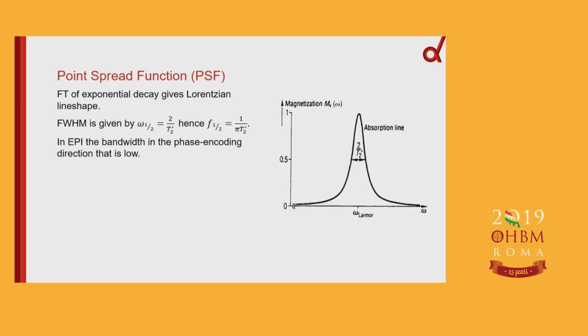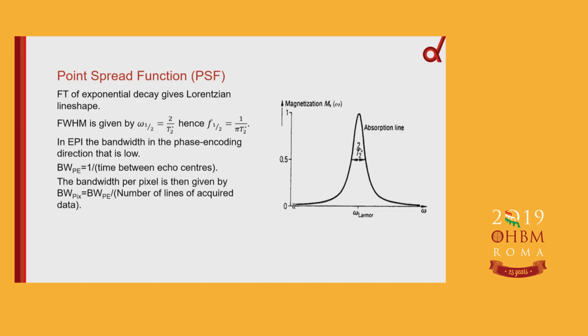But actually, if you start trying to think about the arithmetic of doing a 256 by 256 acquisition matrix, which is what you're going to be talking about if you want sub-millimeter resolution and using an EPI readout, you're already in quite a bad place, right? So if we just look at this, the bandwidth in the phase encoding direction is, in non-algebra speak, just the inverse of the time between the echo centers in your readout train. And then you get the bandwidth per pixel by dividing that number by the number of lines you've acquired, right?